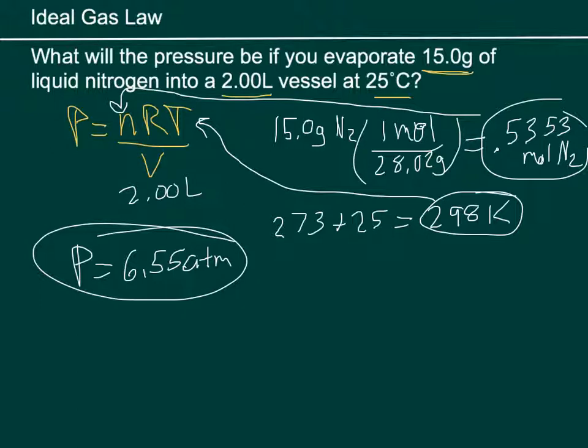Okay, so that's how you're going to solve this. The reason we wouldn't use the other one is in this case we're not changing any conditions. We're not starting with one volume, moving to another temperature, or anything like that. So we have to use PV equals nRT and just solve it for the one we're looking for.